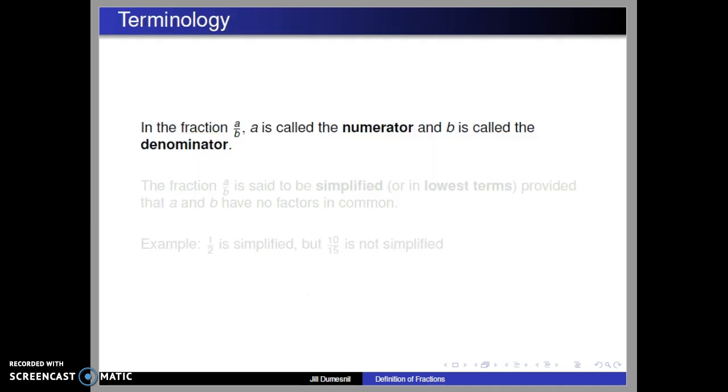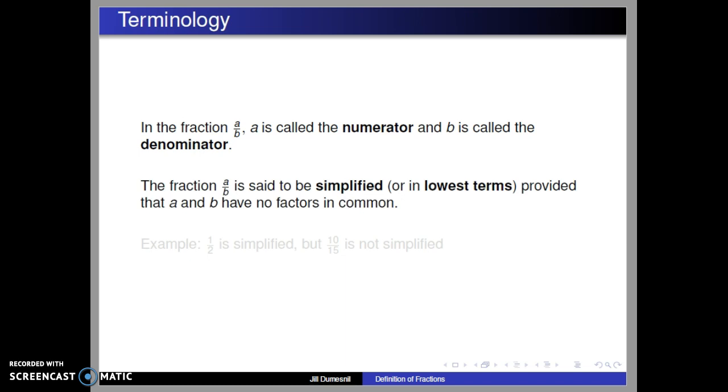In the fraction a over b, a is called the numerator and b is called the denominator. A fraction is simplified, or in lowest terms, when the numerator and denominator have no common factors. For example, 1/2 is simplified, but 10/15 is not simplified.